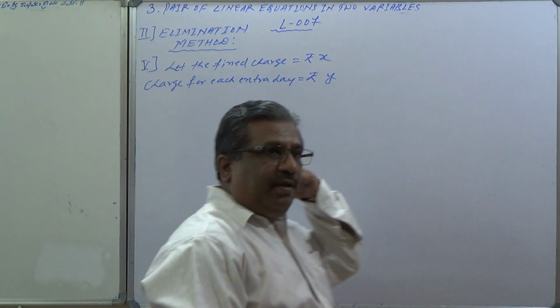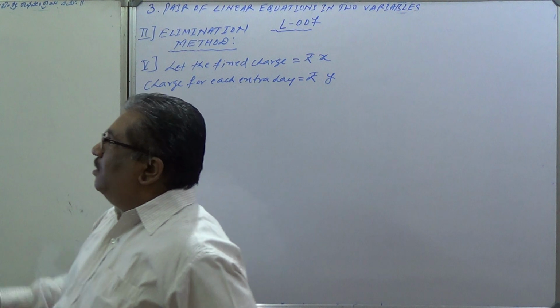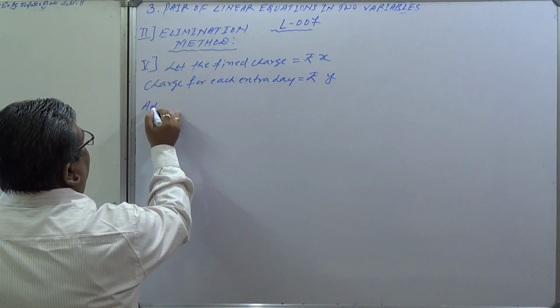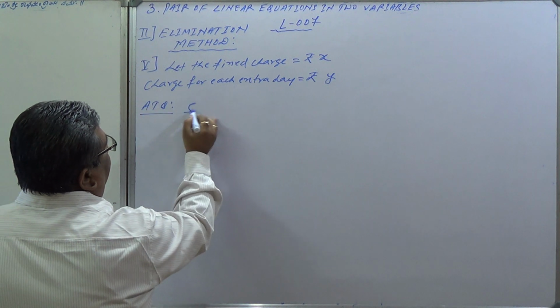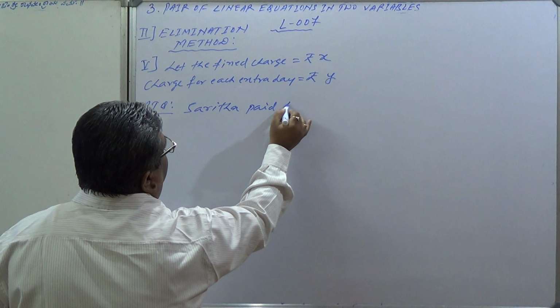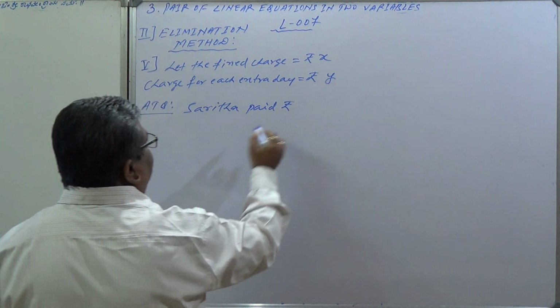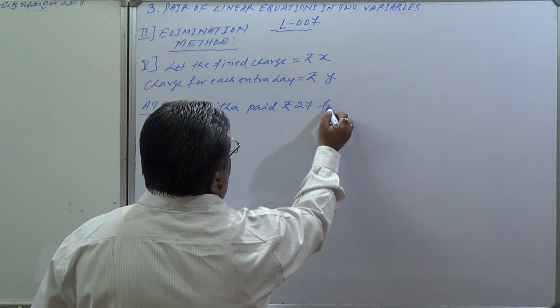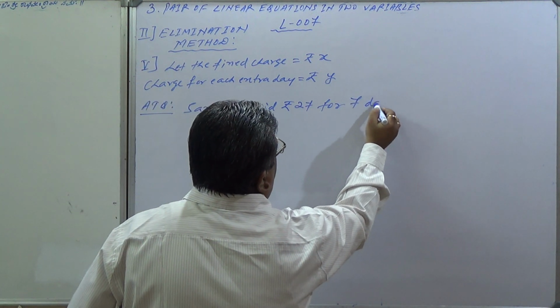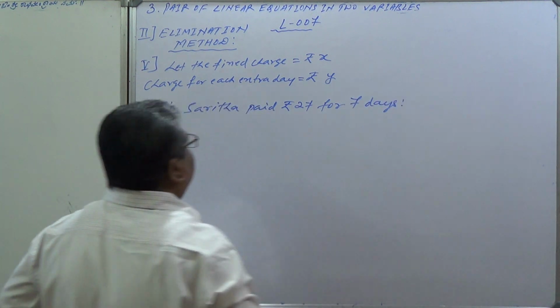Here, Sarita paid rupees 27 according to the question. Sarita paid rupees 27 for a book for 7 days.